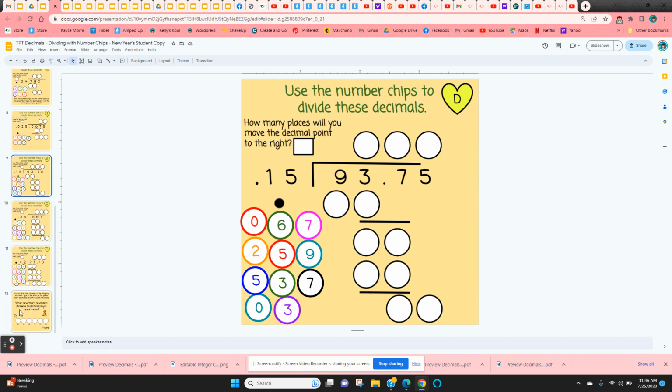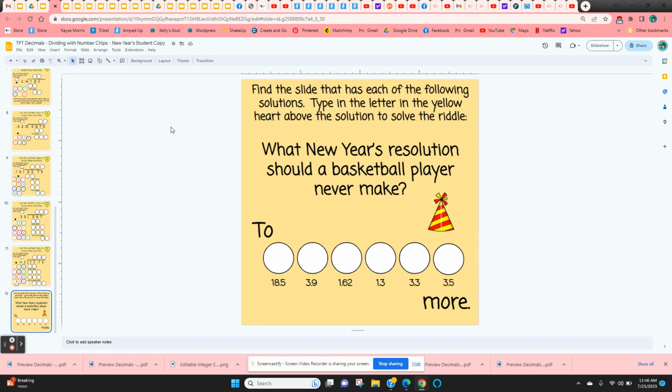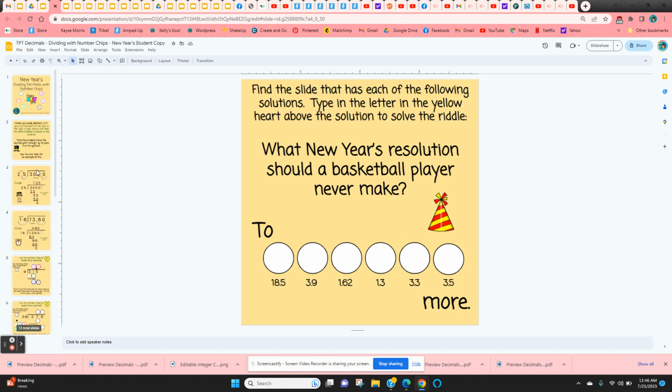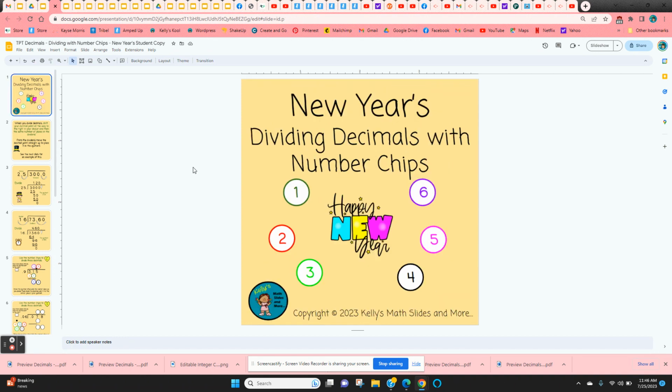So when they get to the last slide, there is a New Year's riddle. To solve it, students are going to go back through the previous slides. They're going to find their answers. So these should be answers that they got on the previous slides. And then they're going to find that slide, and the letter that's in the yellow heart is what they're going to type in the circle. If they did it correctly, it will solve the riddle: what New Year's resolution should a basketball player never make? So that is a digital lesson, dividing decimals with number chips, the New Year's version.